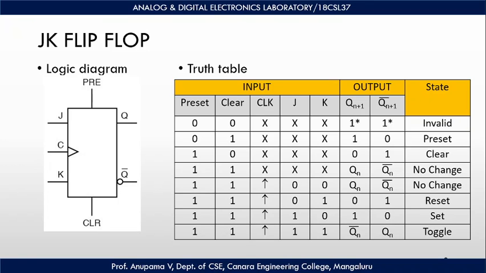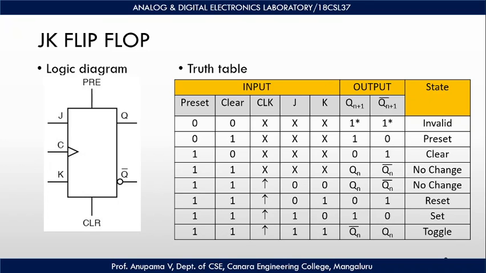JK flip-flop is called a universal flip-flop or programmable flip-flop because using its JK input, the other flip-flops can be implemented. There are two very important additional inputs in the JK flip-flop. They are preset and clear. Preset input is used to directly put 1 in the Q output of the JK flip-flop and clear input is used to directly put 0 in the Q output of the JK flip-flop.